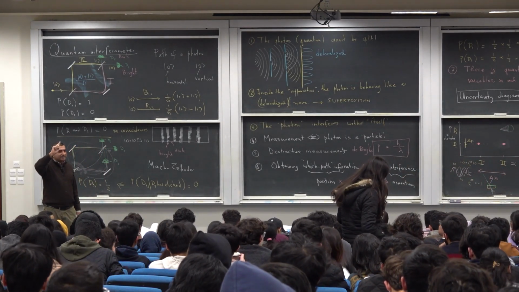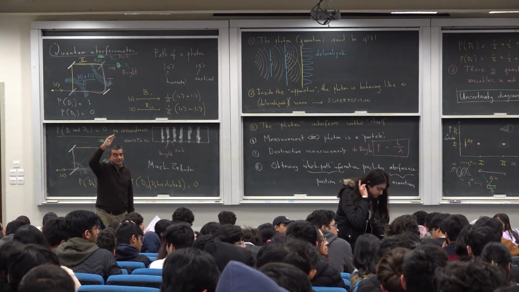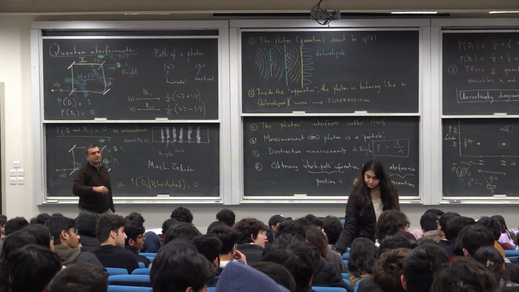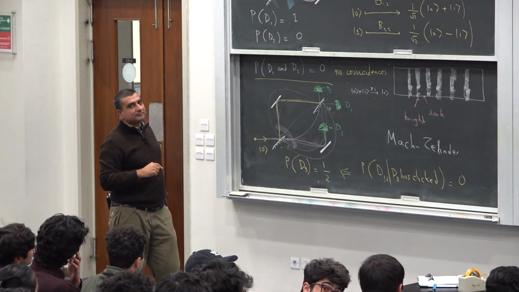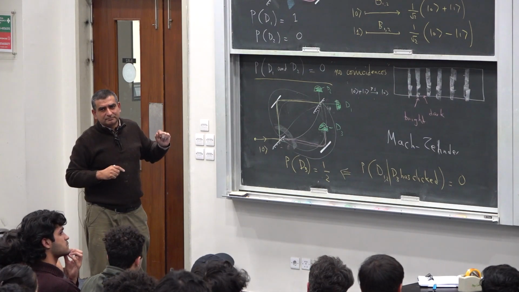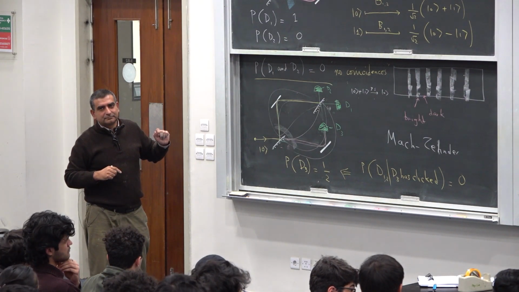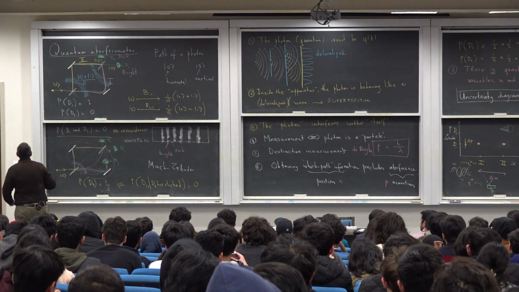So one student asked about mirrors. Who was the student who asked about that? Yes, please can you stand up and ask the question again? It's a very cogent question. Please listen to him. I was asking, when you say there's no measurement inside the box, is the photon imparting some momentum to the mirror when it changes direction? Can't you use that to detect which path it falls on? Now that's a brilliant question.